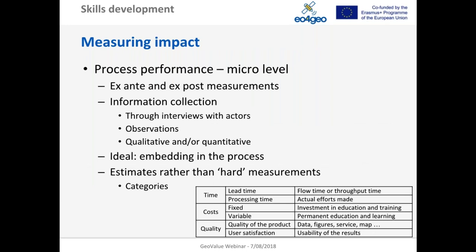At the same time, we want to know what might be the impact of improving the skills for people working in these particular work processes. So therefore, we have a kind of micro-level impact measurement where we look into the process performance, where we will do ex-ante and ex-post measurements. Information will be collected mainly through interviews with the actors, but also some observations, because we are with some other partners active in these different work processes. Partially it will be qualitative and quantitative, and to be honest, it will be rather estimates than hard measurements. Parameters that we want to look at are mainly time elements and quality, but also eventually costs with different subtypes. Next slide, please.